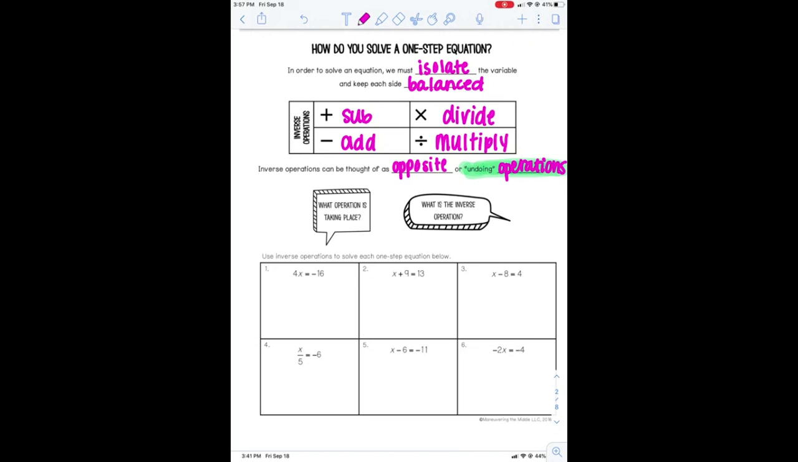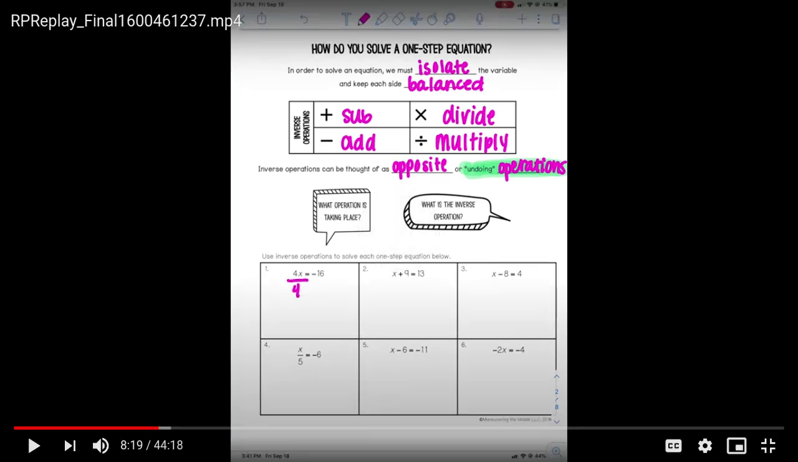So I'm going to do some example problems for you down the bottom here. I'm going to go through the first two together, or we'll do the first three together. And then I want you to do the second three on your own.